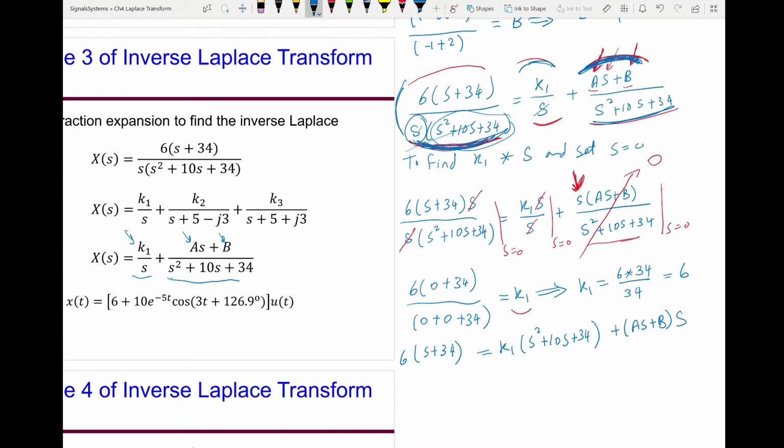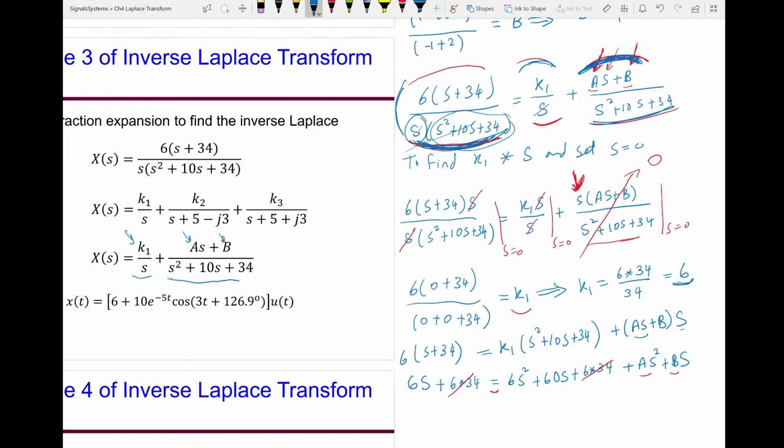And I can simplify this: 6S plus 6 times 34 equals K1. I already found it to be 6, so that would be 6S squared plus 60S plus 6 times 34 plus AS times S, that is AS squared plus BS. Now this 6 times 34 will cancel this one, and I will bring every term that does not have A or B to the left of this equal sign.